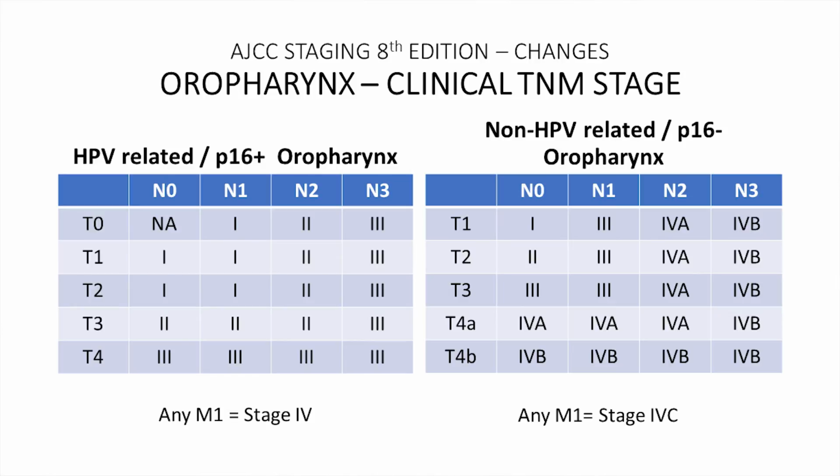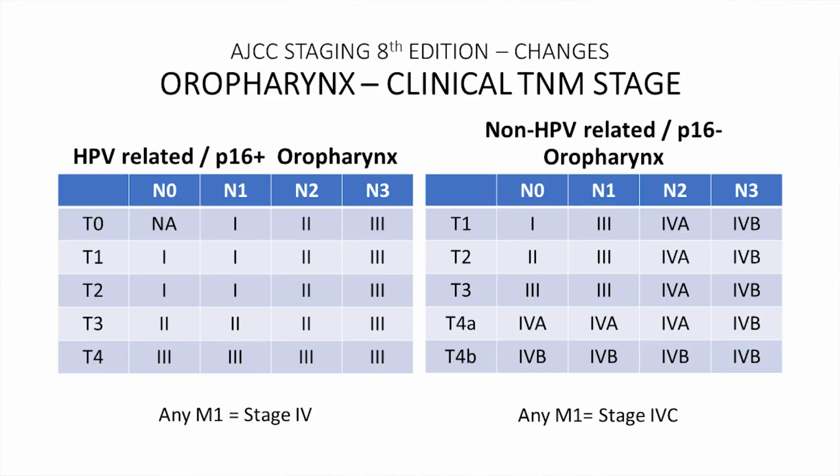You can have any number of lymph nodes on the same side as the cancer, as long as they're not bigger than 6 centimeters, and that's just N1 disease. And you can read the rest for yourself. This is, I think, very useful as a head-to-head.